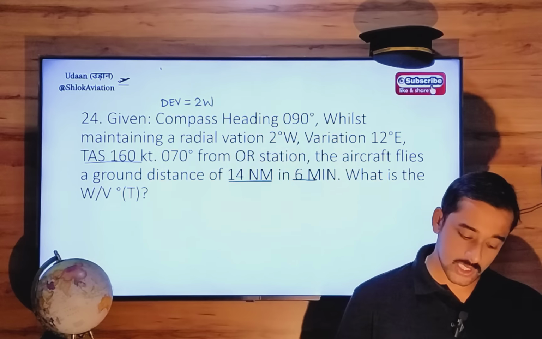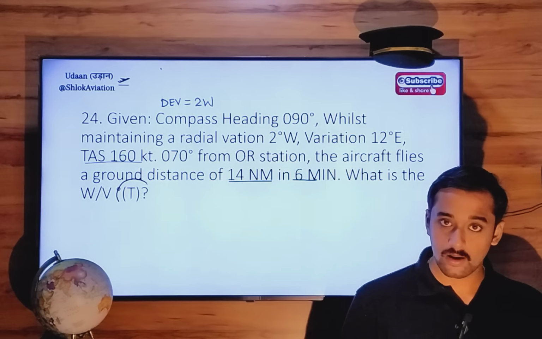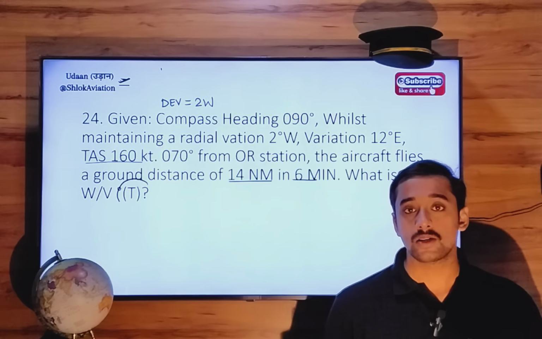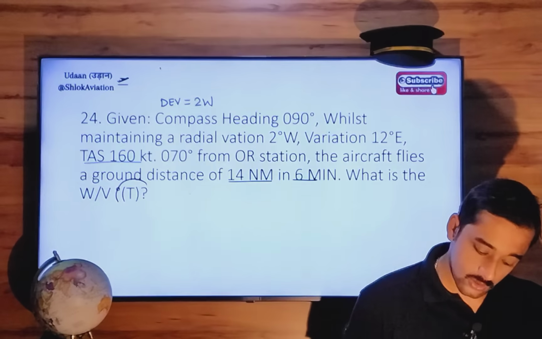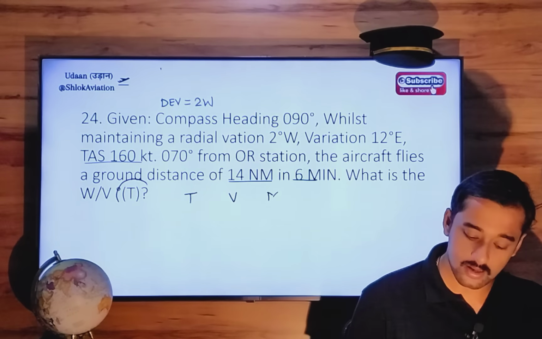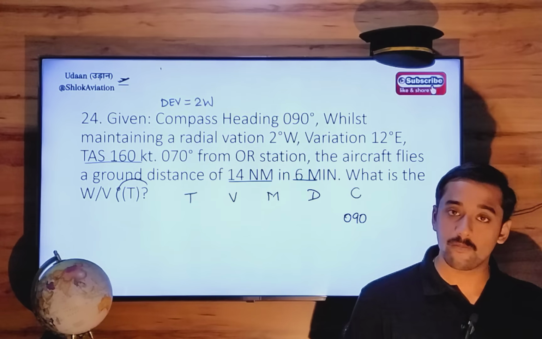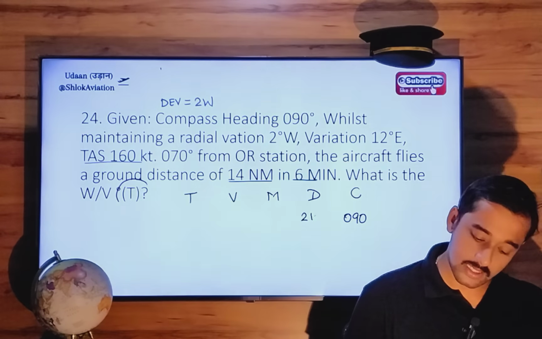What is the wind velocity in terms of true? Okay, so all the values that you put in CX3 must be with respect to the true north. So true, variation, magnetic, deviation, compass. Now what is compass heading? It is 090. Deviation is 2 degree west.